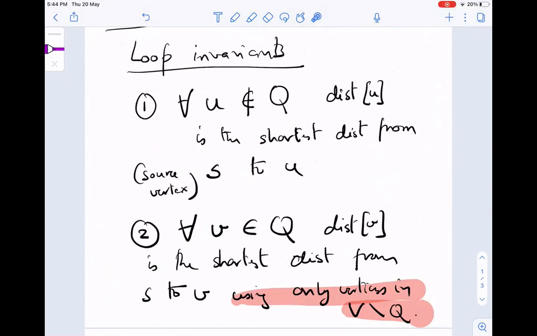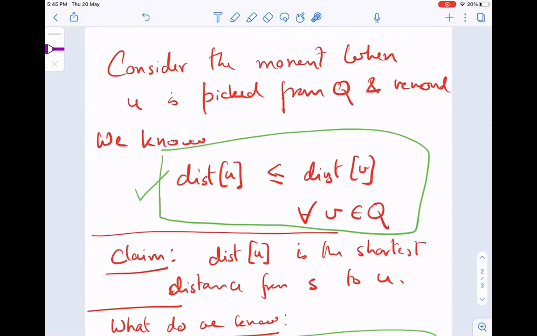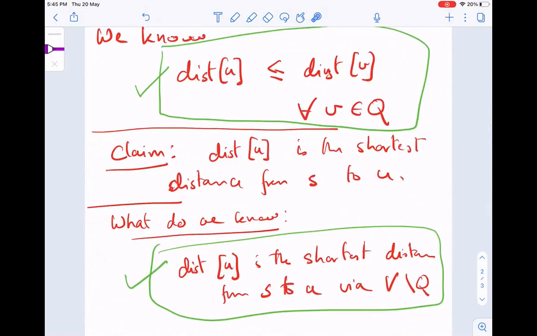Now I am doing one more loop, and I have to prove that after that one more loop, these two are still satisfied, right? Let us consider the time when U is being picked up. Before that, I know that this is there, that is given. That's the loop invariant, the induction hypothesis. And now I'm picking the U which is the minimum one. So irrespective of that, this thing is satisfied because of the loop invariant till now.